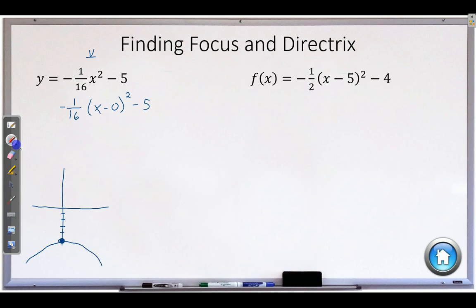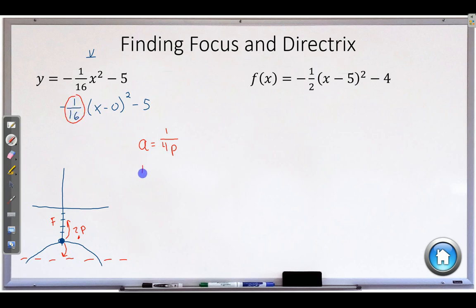which tells me that the focus is somewhere up here and the directrix is somewhere down here. But where? Well, I'm going to have to go up a little bit to the focus and down a little bit to the directrix. How far? Well, to figure out how far, we're going to use our a value. Remember, a is equal to 1 over 4p, and that p value is how far up and how far down you go. Well, this time we know what a is.